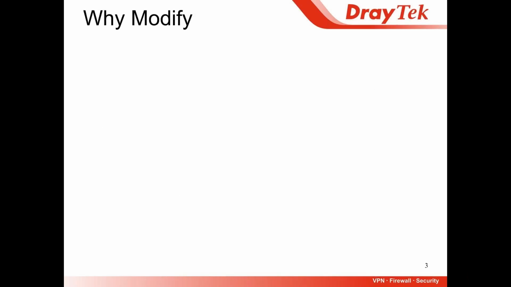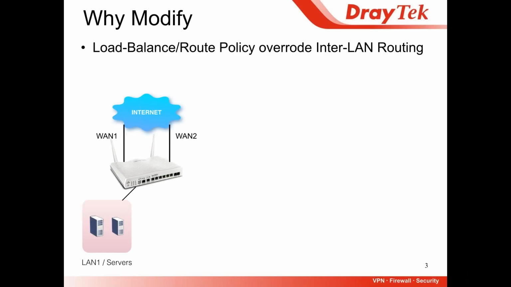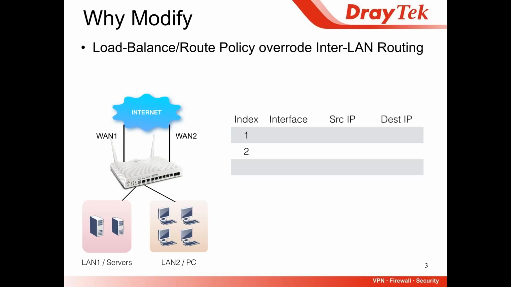So why do we modify route policy? In the past, our load balance route policy overrode interLAN routing. Imagine you have dual WAN, LAN 1 for your servers, and LAN 2 for your LAN clients, the PCs. So we create 2 policies for load balance. The first rule says when LAN 1 goes to any destinations, send through WAN 1. And the second policy says when LAN 2 goes to any destinations, go through WAN 2. So it's a very basic load balance scenario.